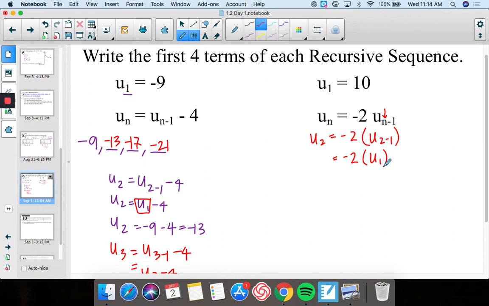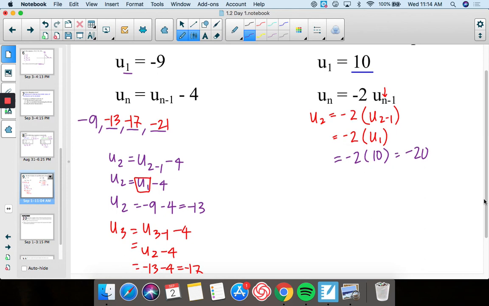So we're taking our u1, and our u1 is given to us. It's always given to you in a recursive formula. So our u1 is 10. So we're going to say negative 2 times 10. So our second term is negative 20. Listing our first four terms, you can see here that you're just going to take that next term and you're going to multiply it by negative 2. So we have 10, negative 20, 40, and negative 80. And that would be our first four terms.